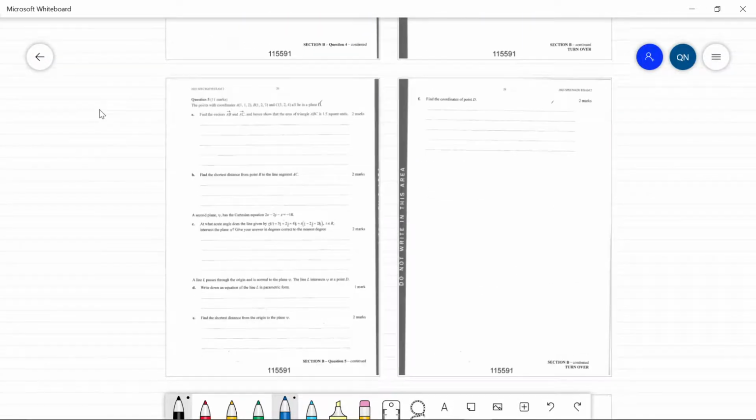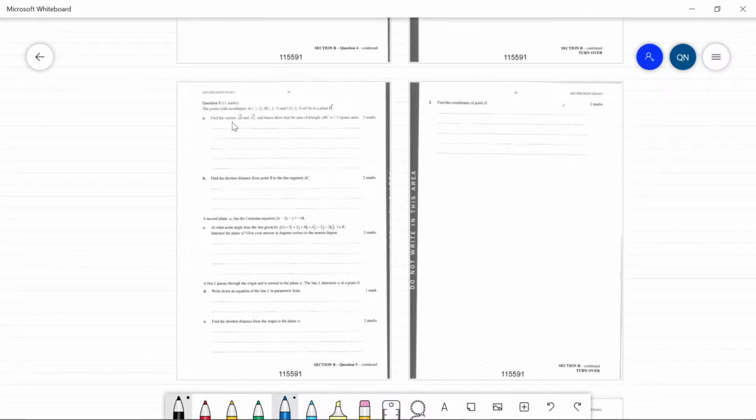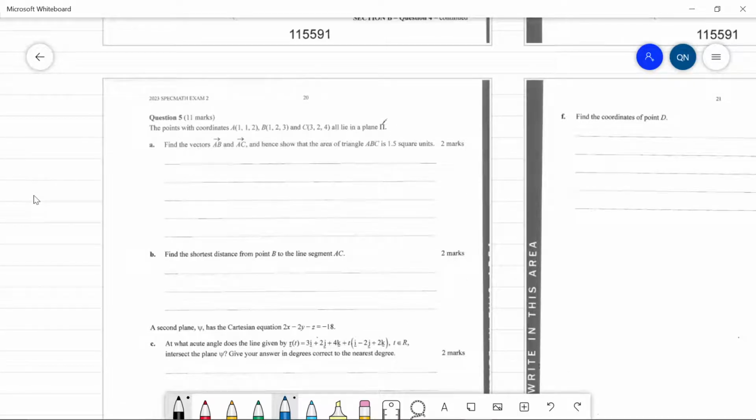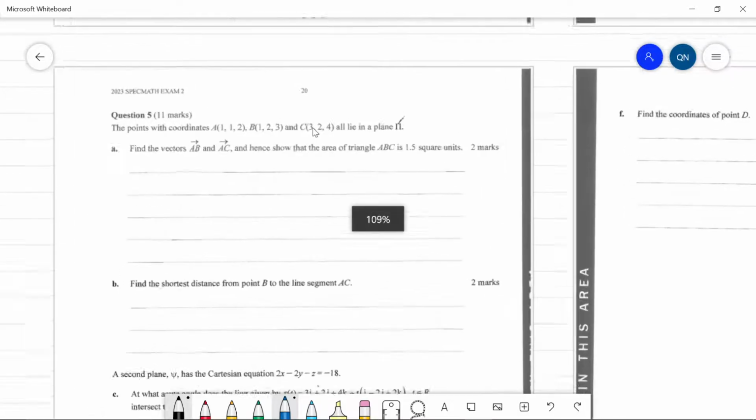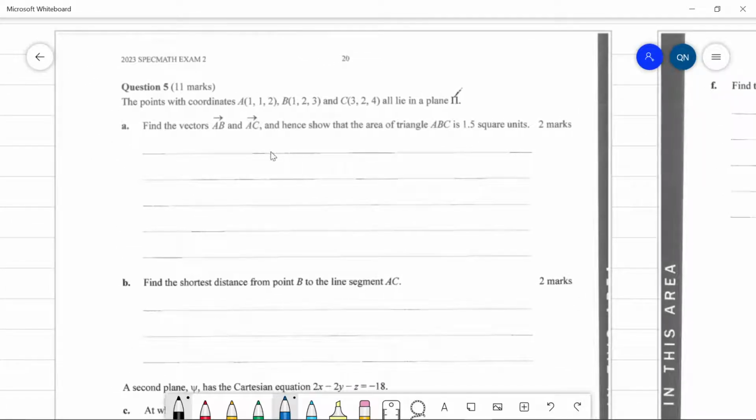Question 5. And then we've got question 6. Right, 57 minutes, so we've got 20 marks left. Hopefully it's not too bad. So points, okay, find the vectors. This is looking like exam 1. Find the vectors AB, AC, and show that the area of the triangle ABC is 1.5 square units.